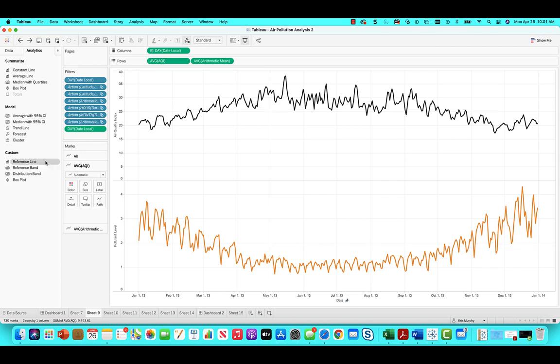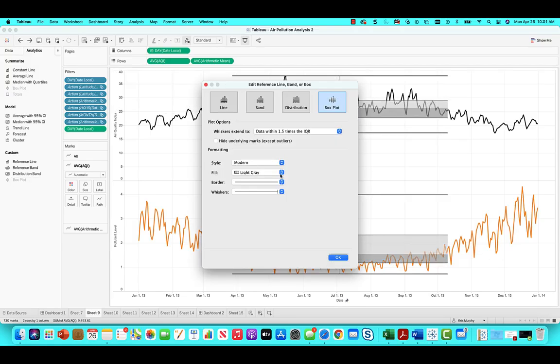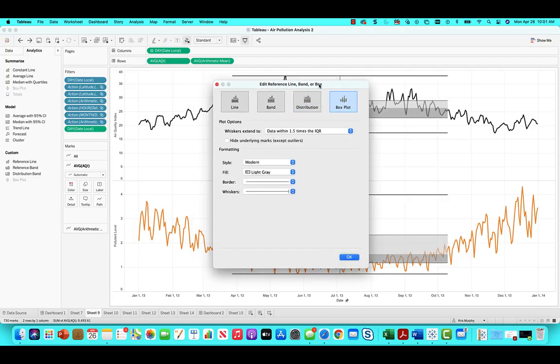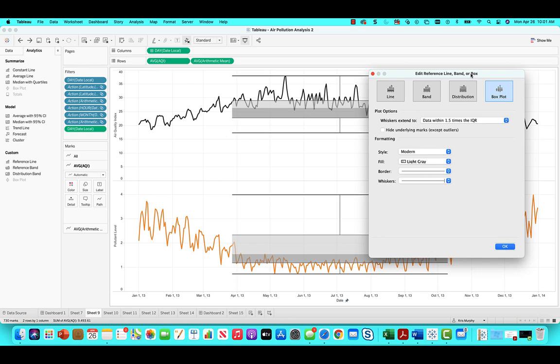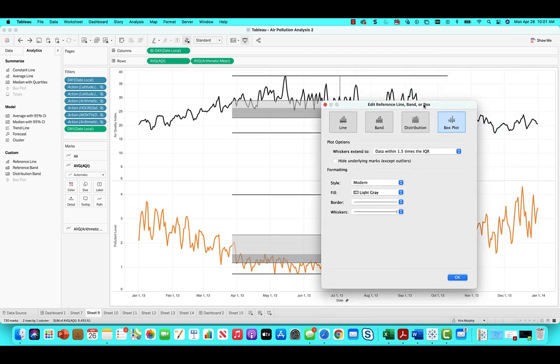Okay, it took me a while to get out of there. Reference band, distribution band. We actually did all three of those. And there's a box plot here. I didn't play with that yet. Let's see. So this one is interesting. It did a box plot, and it did it. Risk of 610 within 1.5 the IQR, which is good.